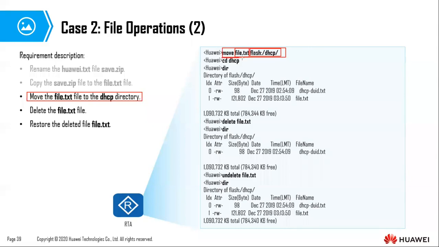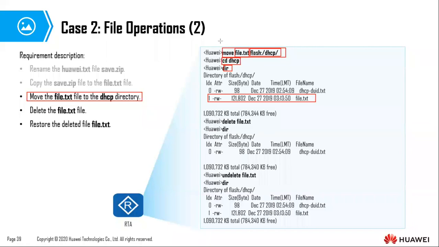So cd is a command that is used to change the directory or to move from one directory to another. So here we are moving from the flash directory to DHCP, which is in the flash drive. So cd DHCP. Then once we are there, we can type dir to confirm whether this file was moved there. And indeed, we can see that inside the DHCP directory, we now have file.txt.